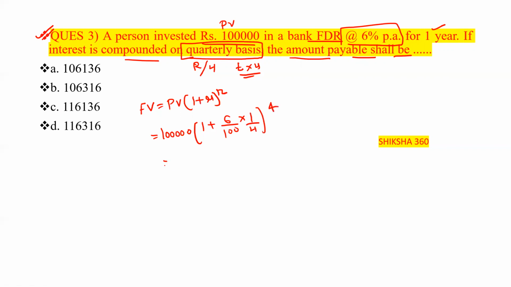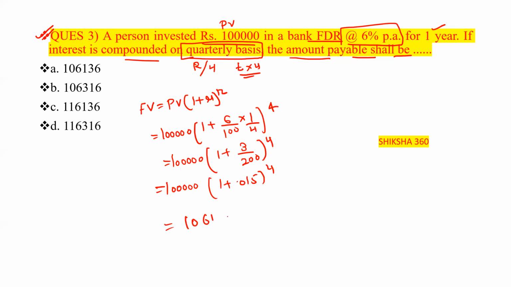So 1 lakh into (1 plus 3 upon 200) power 4. We just have to calculate 3 divided by 200. It comes out to 1 lakh into (1 plus 0.015) power 4, multiplied by 1 lakh. So what we will get here is 1,06,136. Clear?